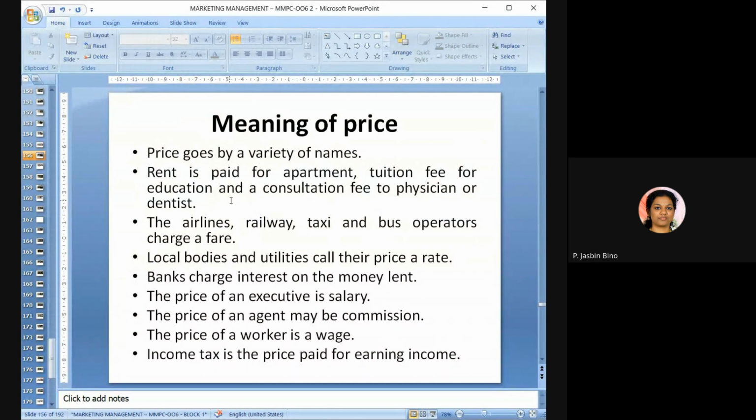For education, it has a different name, like tuition fee. For a physician or a dentist, we call it a consultation fee. For airlines, railways, etc., we call that a fare. For local bodies and utilities, we call it a rate. Banks charge interest on the money. For an executive, the price is a salary. For an agent, it is called a commission. For a worker, it is called a wage. Income tax is the money paid for earning the income.